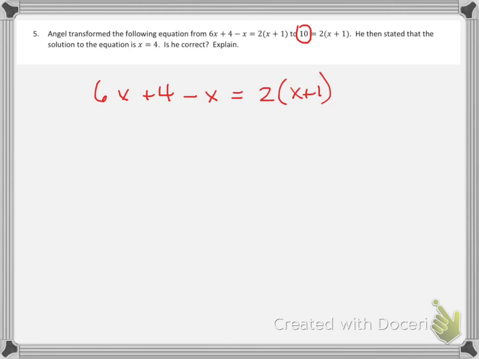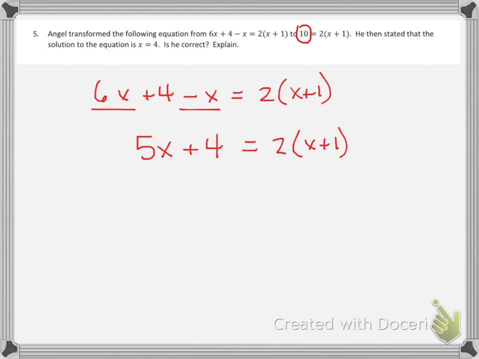Let's see. Well, I can combine like terms, 6x and a negative 1x. That's 5x plus 4 is equal to 2 times the quantity x plus 1. We won't change that side. Now, I didn't get 10, right? I got 5x plus 4. So right now it looks like no.